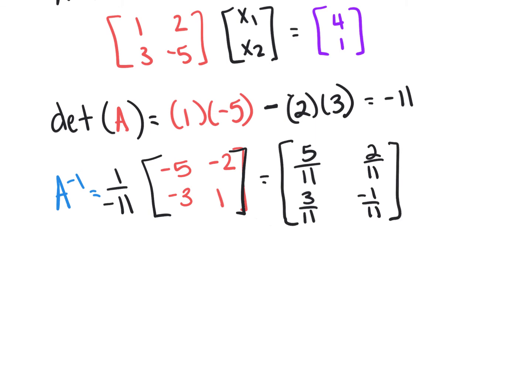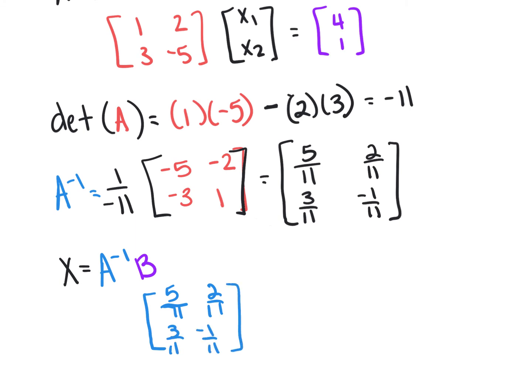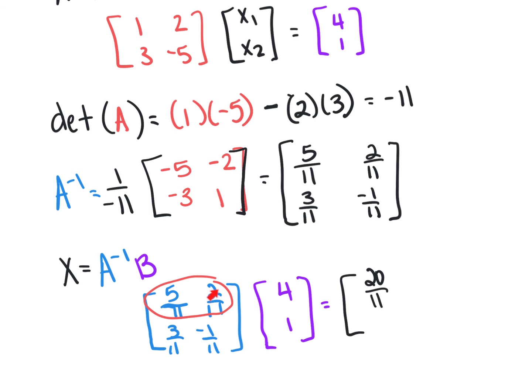So we want to solve the equation. Well, we have x equals, in this case, A inverse times B. So I'm going to take A inverse as 5 11ths, 2 11ths, 3 11ths, -1 over 11. I'm going to multiply that by the constant matrix, which was 4 and 1. And so when I multiply this, let's see what happens. We're going to multiply a row by a column. So in this first element, 5 11ths times 4 is 20 11ths. And then 2 11ths times 1 is just 2 11ths. So this is plus 2 11ths.